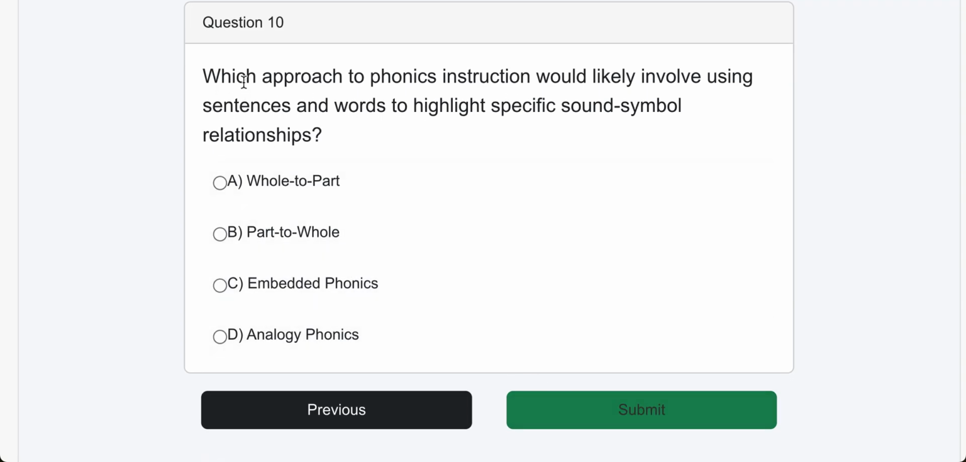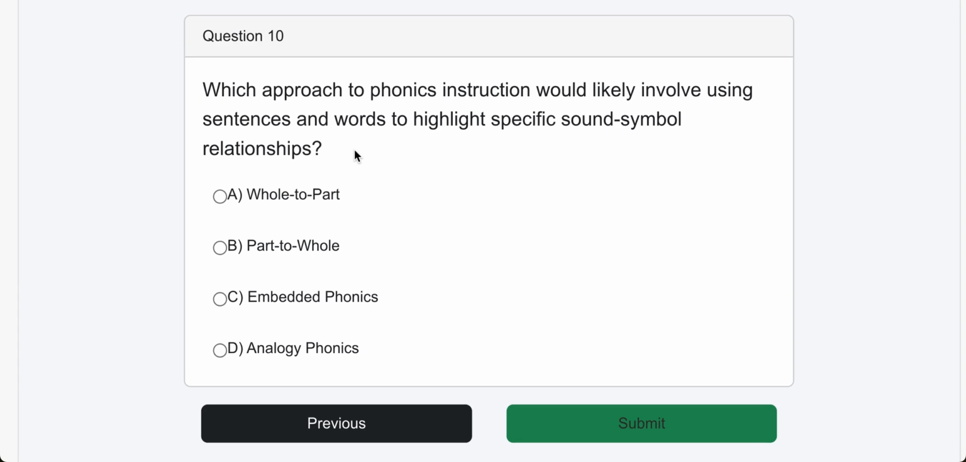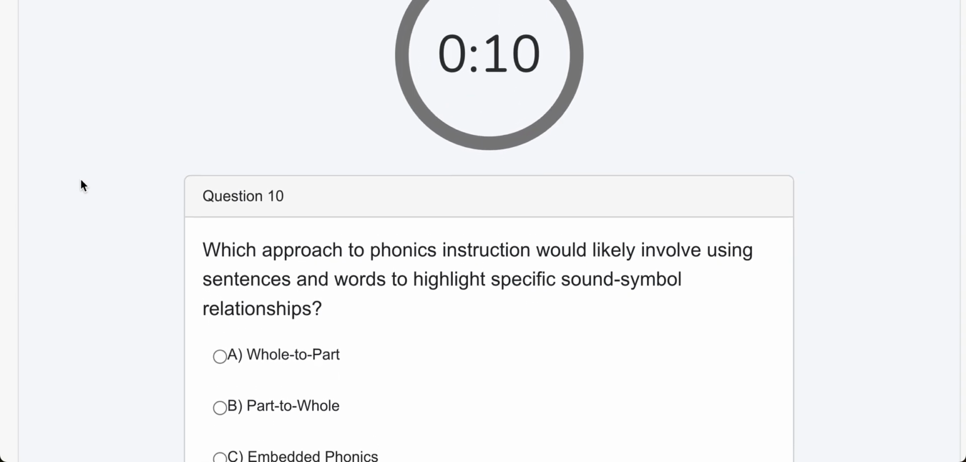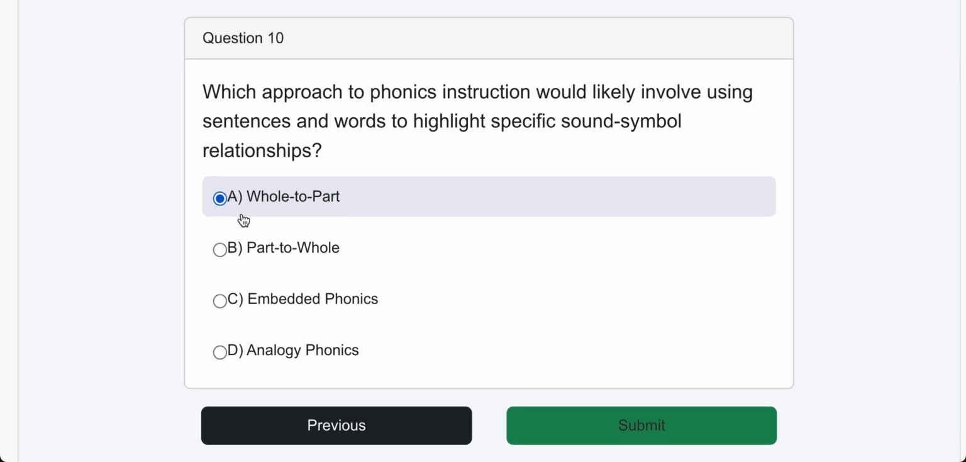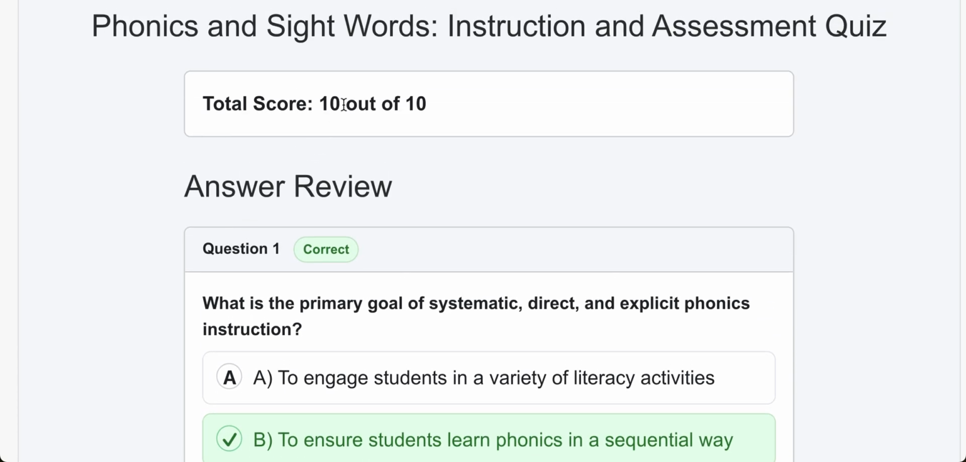This one reads, which approach to phonics instruction would likely involve using sentences and words to highlight specific sound to symbol relationships? We've got 24 seconds left, plenty of time. All right, so whole to part phonics instruction uses sentences and words to guide students. So we are going to go ahead and select answer option A, because this helps them understand that sound to symbol relationship. Starting with larger units, moving towards individual elements is helpful. Oop, we ran out of time, but hey, we got 10 out of 10.